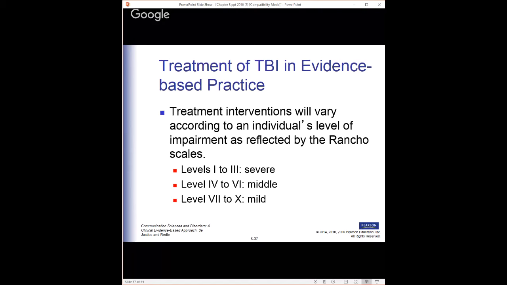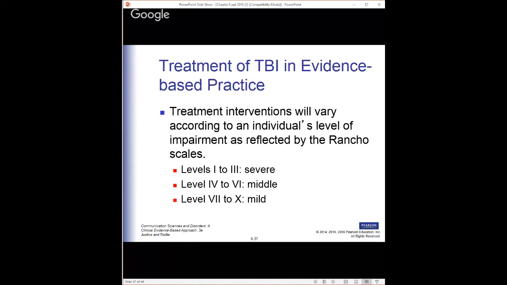Levels 4 to 6 correspond to the middle phase of recovery. And at this stage of moderate impairment, tasks are going to focus on establishing basic communication systems, whether verbal, gestural, or augmentative, and enhancing the reliability of communication efforts.